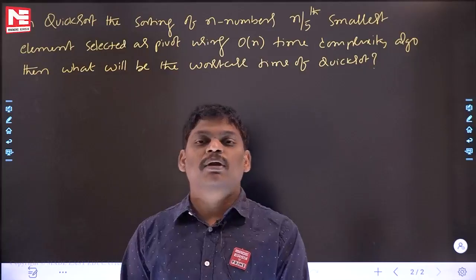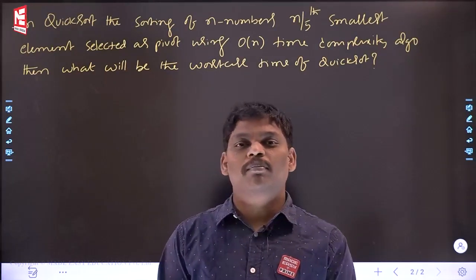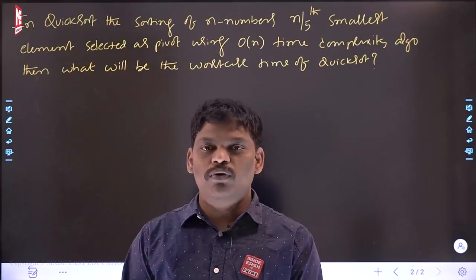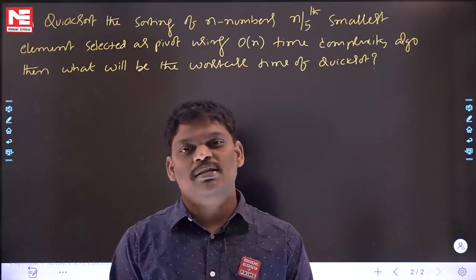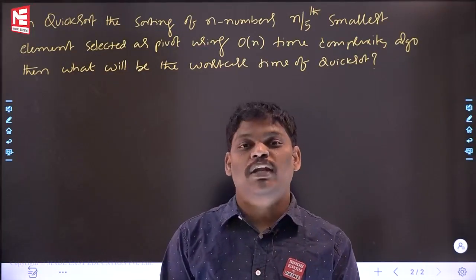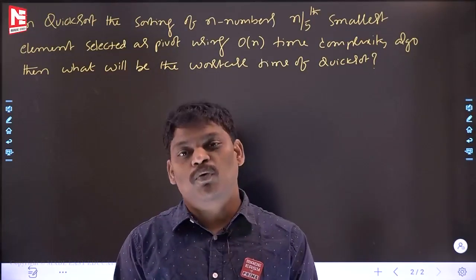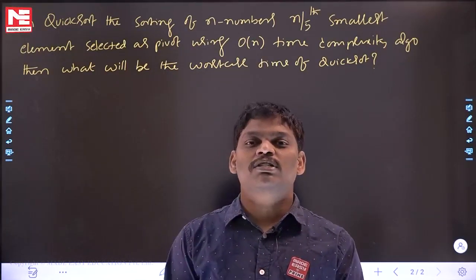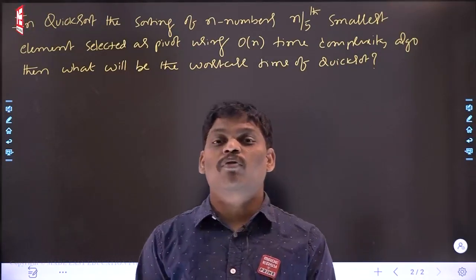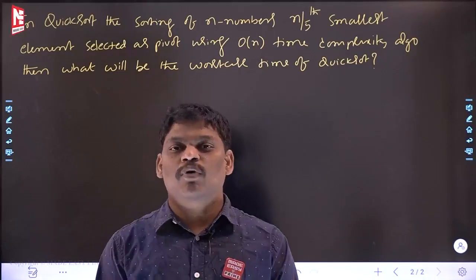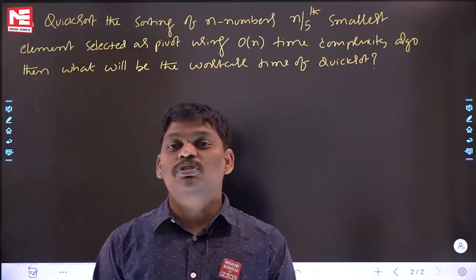Normally we take the first element as the pivot. What is the time complexity? You know very well. If you take the first element as the pivot and apply the quicksort algorithm, what will be the time complexity? Best case and average case n log n, worst case n square, you know very well. But now what he is asking is, if you take the n by 5th smallest element as the pivot, what will be the worst case time complexity. How to solve this problem? I will explain. And one more, in the normal quicksort algorithm, whatever we studied previously, which element do you take as the pivot?